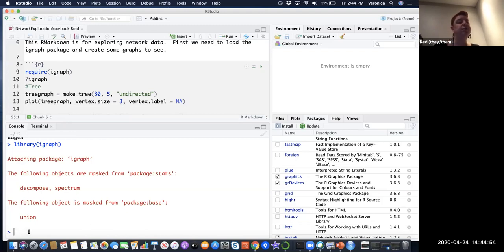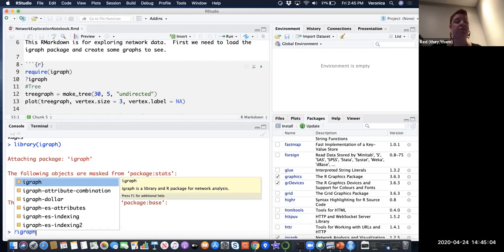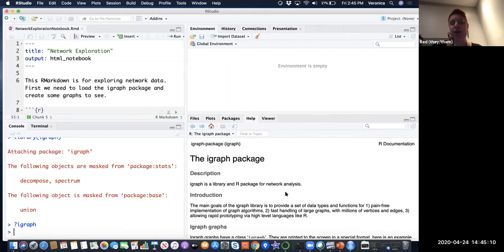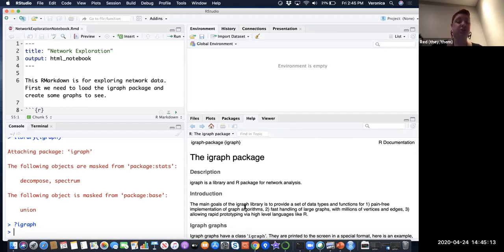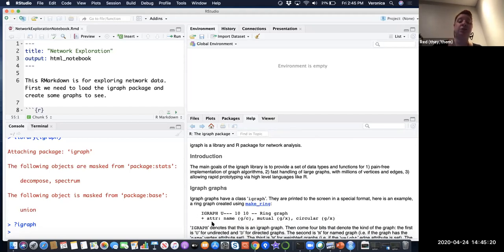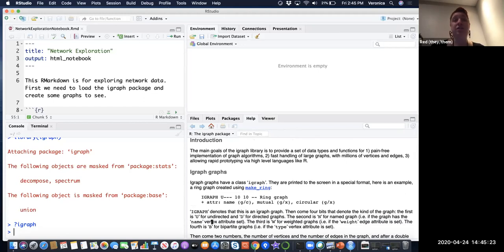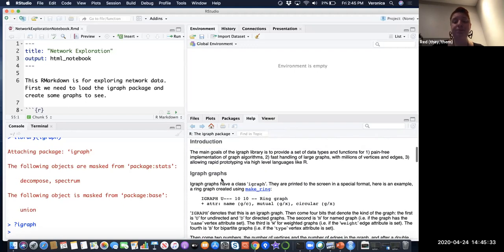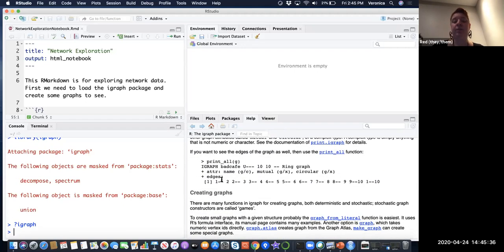Now, for those who are new to R, to get help with anything in R, you can type in a question mark and then the name of the package or the command that you would like to get help with. And you'll get this amazing documentation showing up in this bottom right corner. This tells you all about the iGraph package for R, and this is the package that I swear by for doing network analysis. It has everything I could possibly want, including all of the community detection algorithms that I like, as well as all of the statistics that we've already talked about. It also has a bunch of creation functions that will allow you to create graphs.